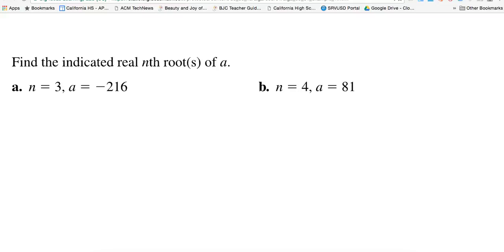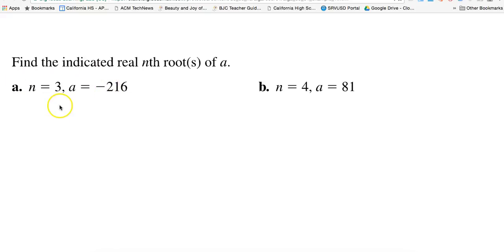All right, we're going to be starting with the first example. This is example 1 from the book. So we're asked to find the indicated real nth roots of A. So that's root singular or roots of A. Now if you look in this one, you've got your n value equals 3 and A equals negative 216. So we're going to start with A first.